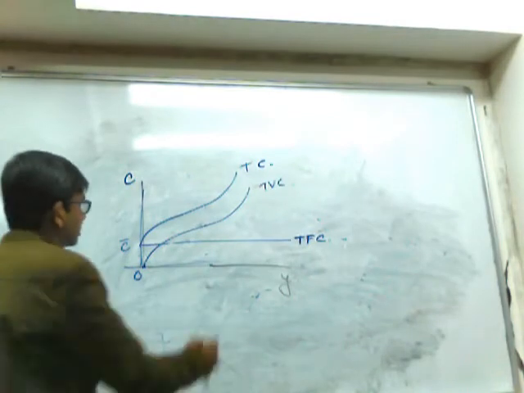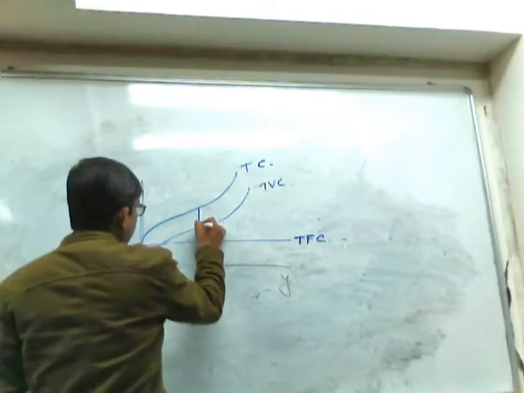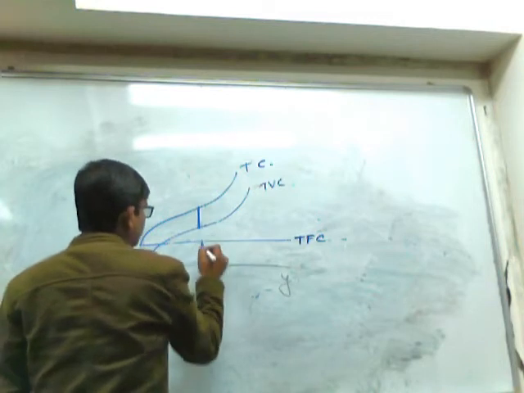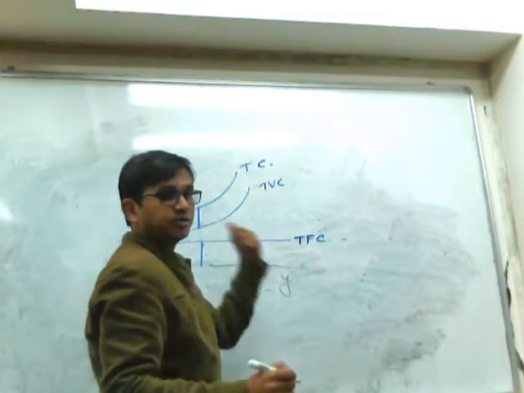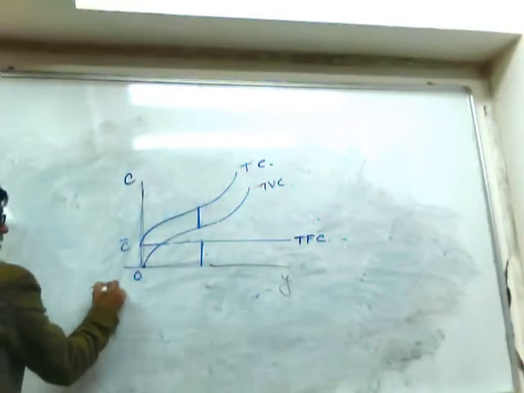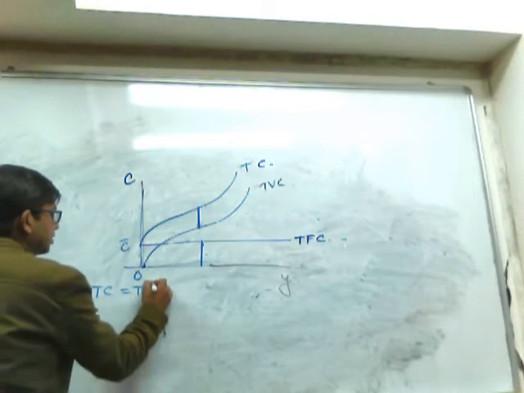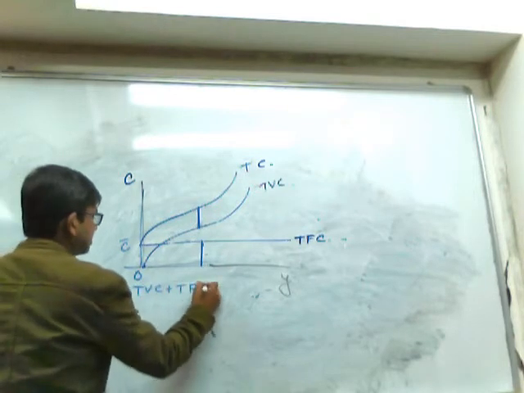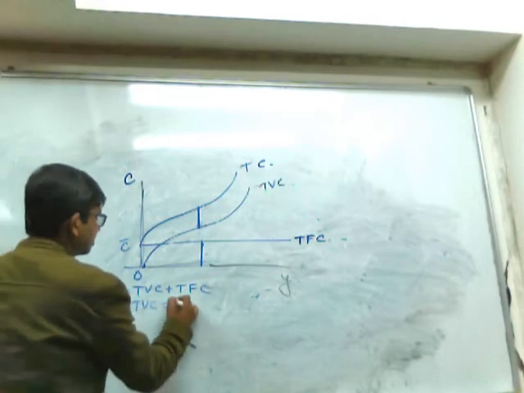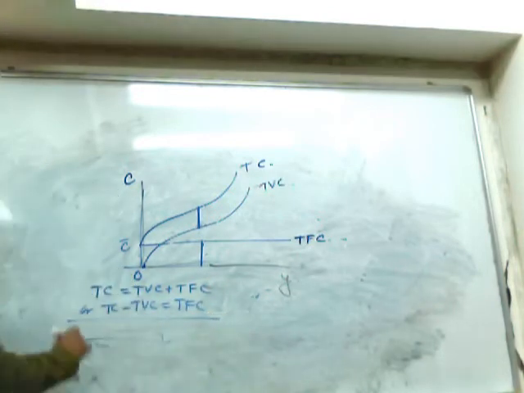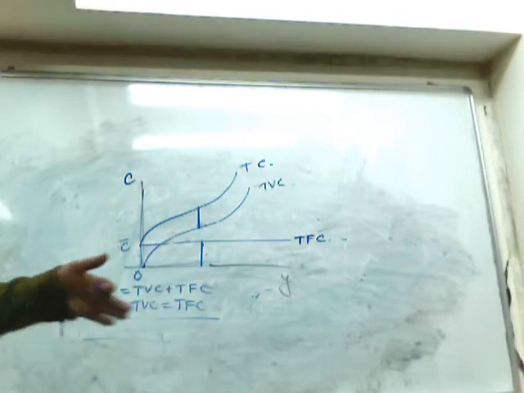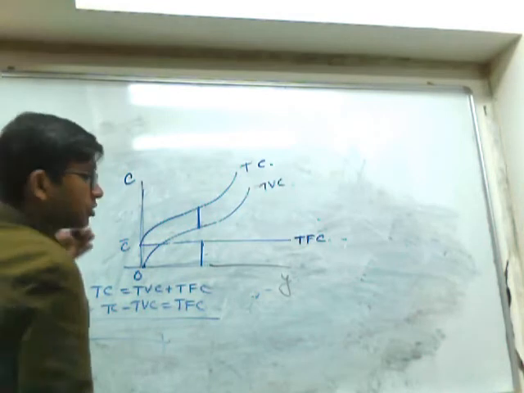So remember that at any level, the vertical distance between these two curves must be equal to the vertical distance of the TFC curve from the horizontal axis, because we know that TC equals TVC plus TFC. So TC minus TVC equals TFC. So at any level of output, the difference between total cost and total variable cost will be exactly equal to the total fixed cost.